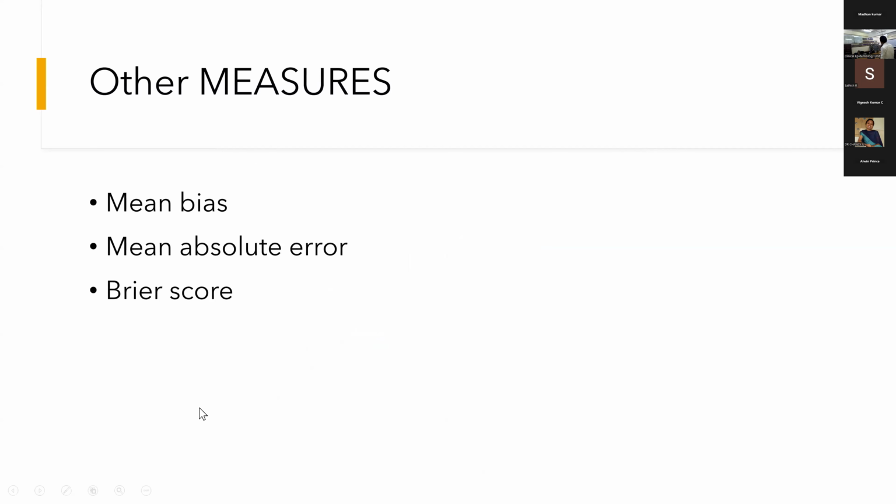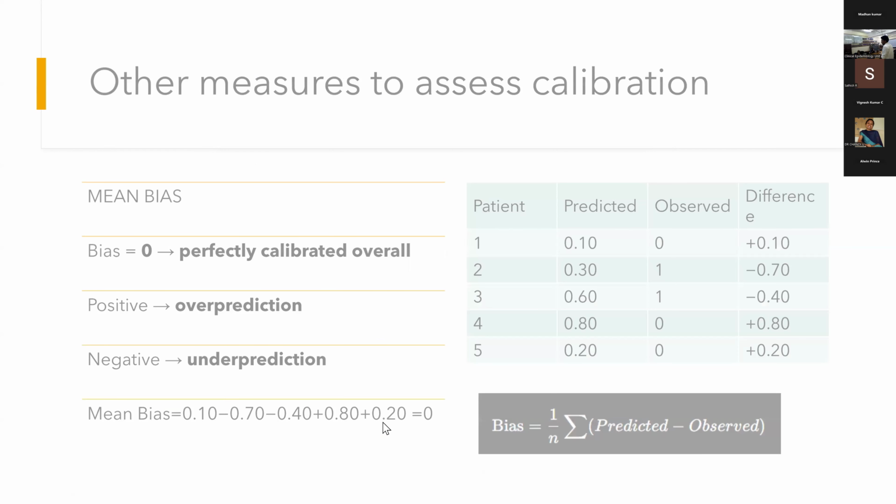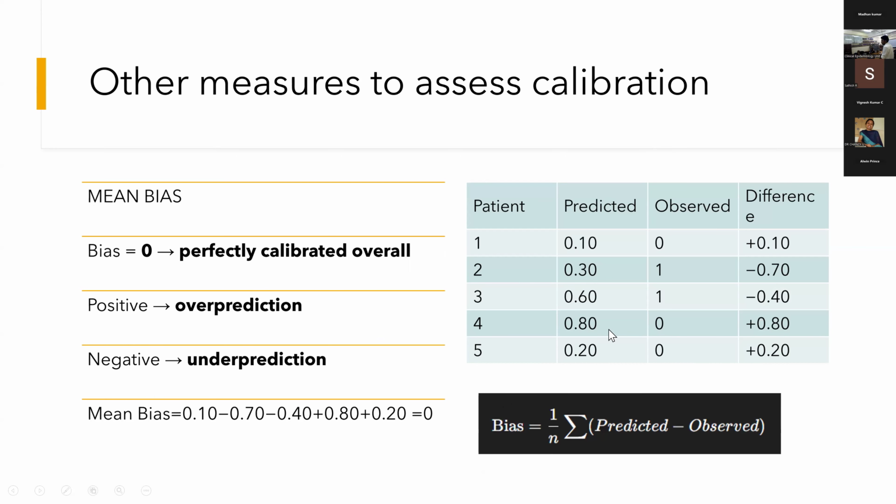So other measures by which we can measure calibration are the mean bias, mean absolute error, and the Brier score. So again, taking into account the previous example that I had shown, mean bias is nothing but we find the difference between the predicted and the observed values, and we divide it by the total number of values. Say, for example, there were 5 patients admitted with sepsis in ICU, and the predicted risk of mortality by the machine learning algorithm was as per this one, 0.1, 0.3, 0.6, 0.8.